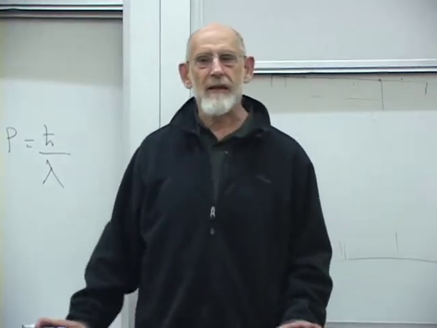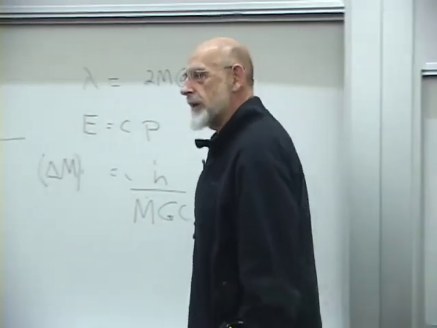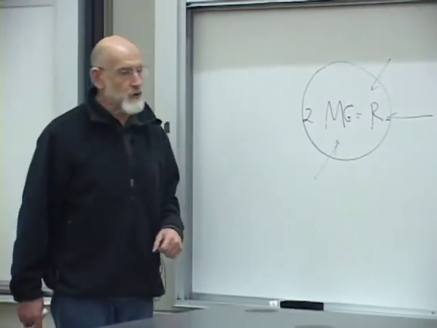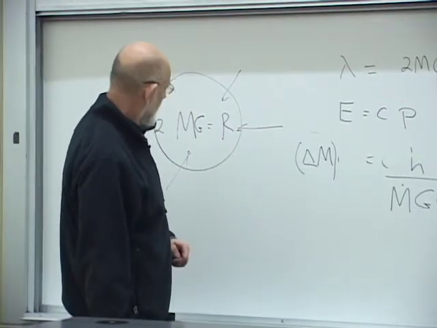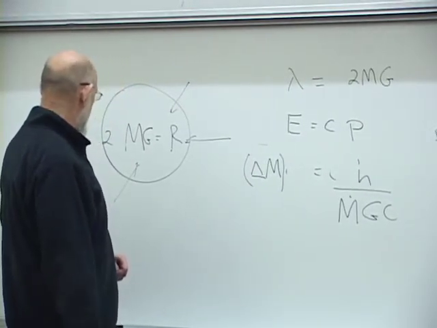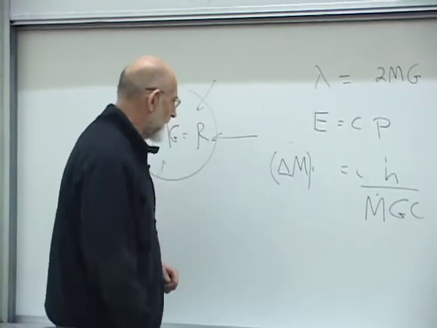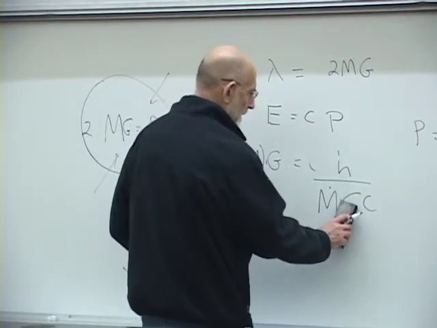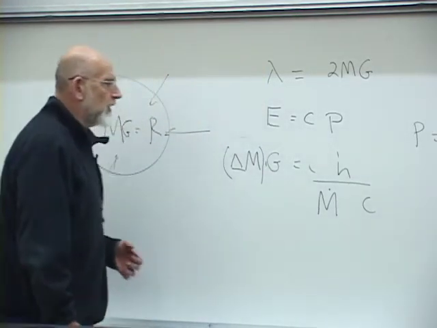Okay, let's go a little further. Let's calculate the change in the radius of the black hole. How do I do that? I know that the radius is proportional to m times g. So I just multiply both sides of this equation by g. Oh, this was the wavelength downstairs. So we multiply by g. And this is the change in the radius of the black hole.